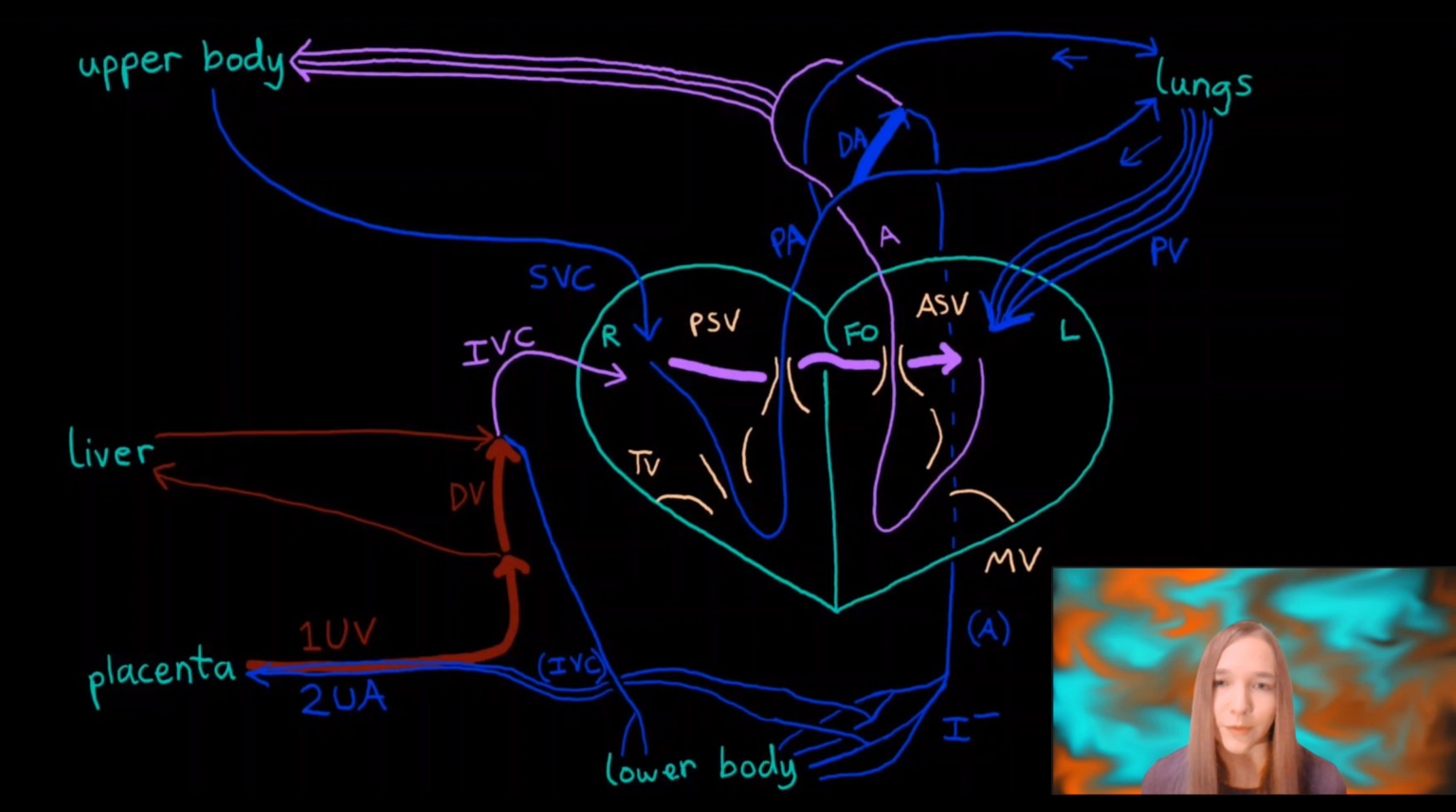So remember, we learned three important shunts. The ductus venosus, the ductus arteriosus, and the foramen ovale. What happens after the baby is born? Well, as it breathes air into its lungs, this pressure will no longer be so high, and it will no longer be easier for the blood to flow through the foramen ovale. After birth, this will eventually close off normally.